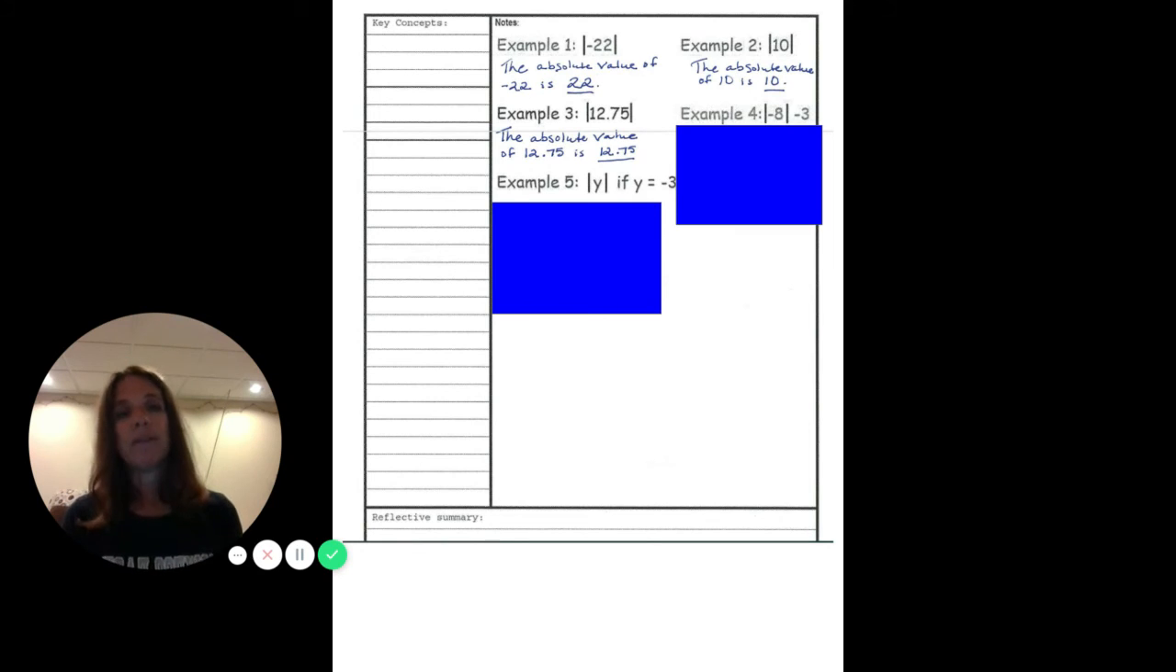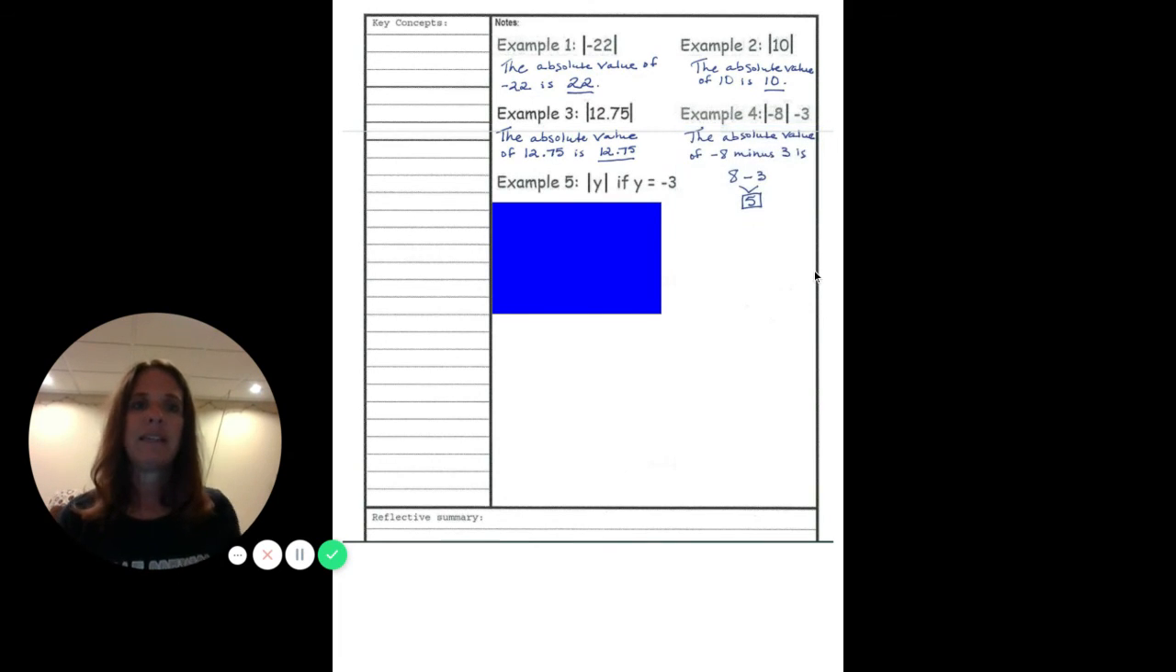And when that happens, you're going to read it to yourself first. So example 4, the absolute value of -8 minus 3. Okay, so what you're going to do first is take the absolute value of -8. How far from 0 is -8? It's 8 steps. And now we're going to subtract 3. So 8 minus 3 is 5. Find that distance from 0 first, and then do whatever the rest of the expression asks.